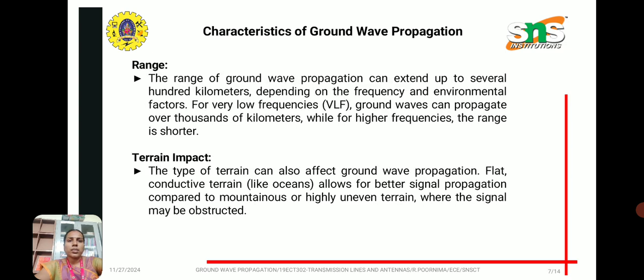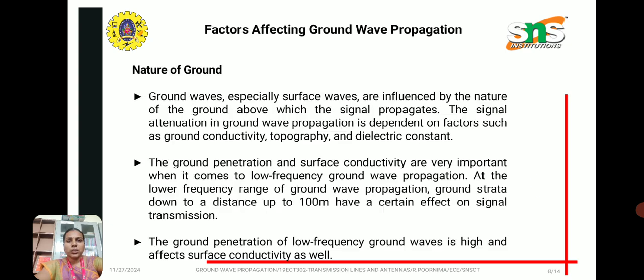The next characteristic is the range. The range of ground wave propagation can extend up to several hundred kilometers depending on the frequency and environmental factors. For very low frequencies, ground waves can propagate over thousands of kilometers, while for higher frequencies the range is shorter. And terrain impact. The type of terrain can also affect ground wave propagation. Flat conductive terrain like oceans allows better signal propagation compared to mountainous or highly uneven terrain where the signal may be obstructed.